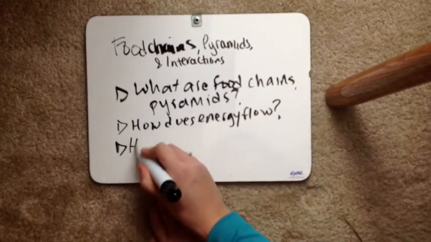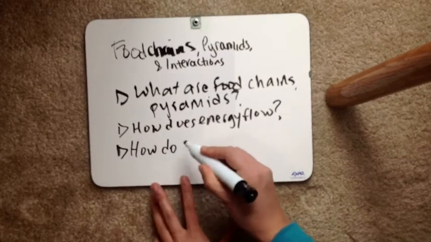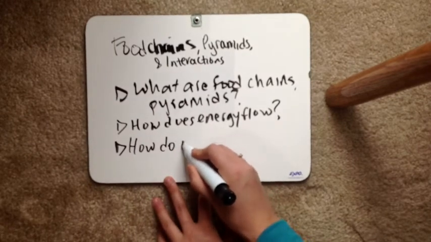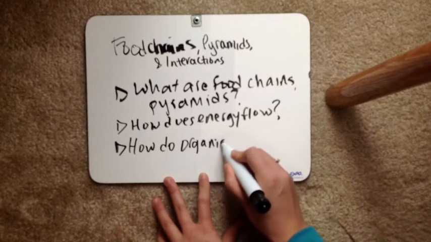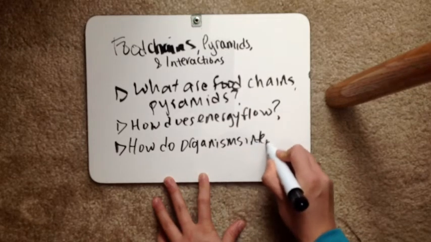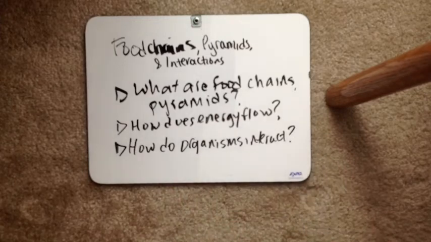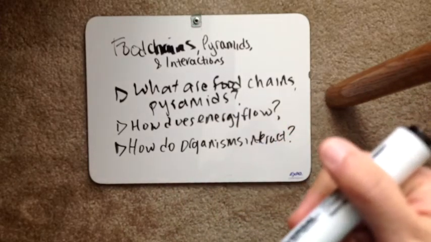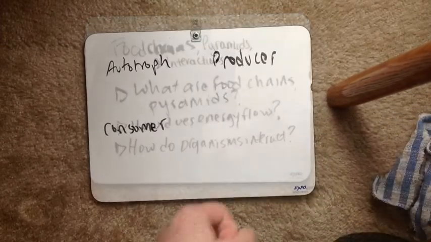So this is directly related to our activity that we did last week, but today we're going to look at specific interactions. So how do organisms interact? By the end of today, this is what hopefully you'll be able to get out of today's lecture. First we'll start off with food chains and the different roles that organisms play in their environment. So first we'll start off with a little bit of vocab.